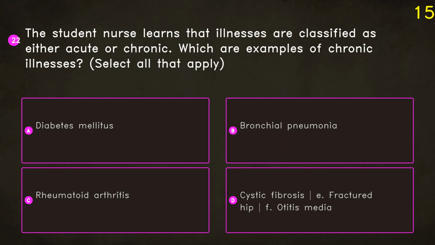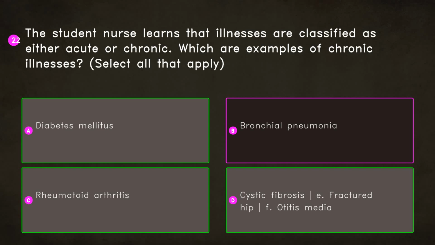Question 22. The student nurse learns that illnesses are classified as either acute or chronic. Which are examples of chronic illnesses? Select all that apply. A. Diabetes mellitus. B. Bronchial pneumonia. C. Rheumatoid arthritis. D. Cystic fibrosis. E. Fractured hip. F. Otitis media.